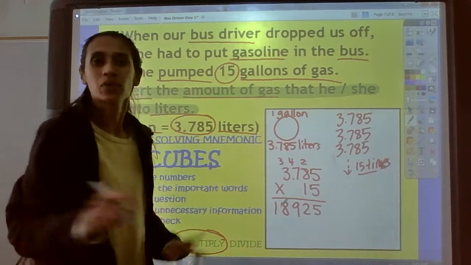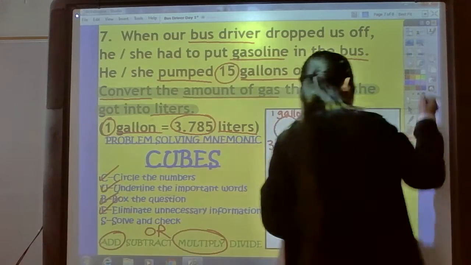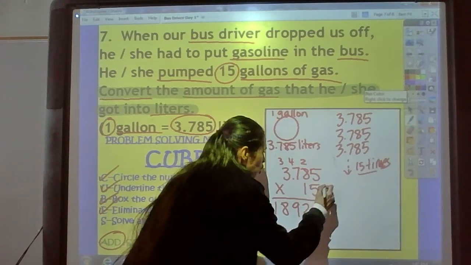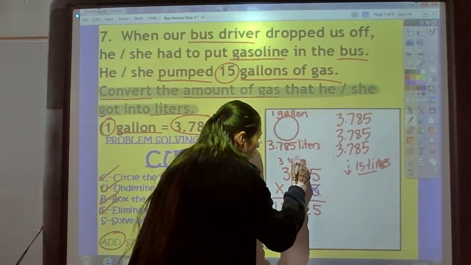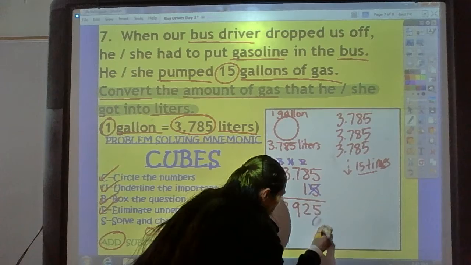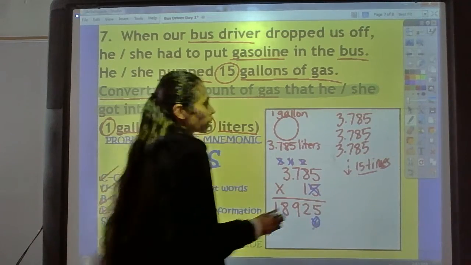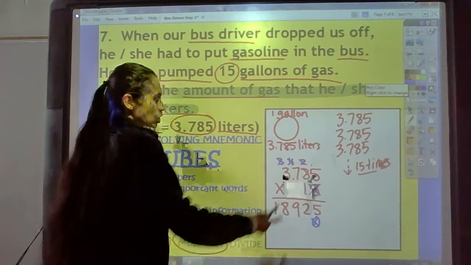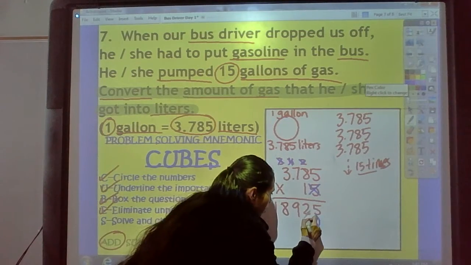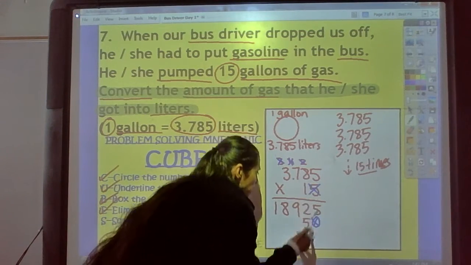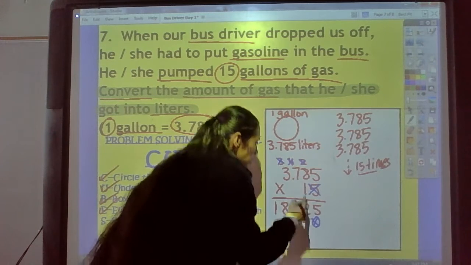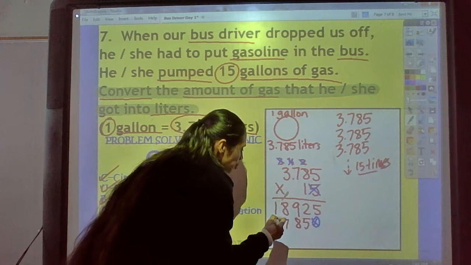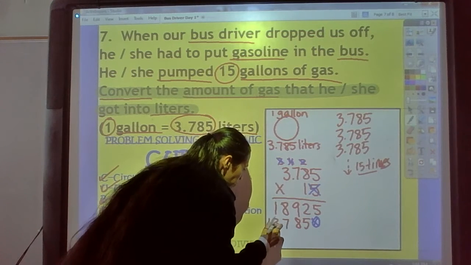All right, are we done? We're not done. We are not done with that because we need to do what? Cross out the 5, cross out all these numbers we carried, and put our placeholder, okay? So now let's multiply by 1. 1 times 5 is 5. 1 times 8 is 8. 1 times 7 is 7. And 1 times 3 is 3.